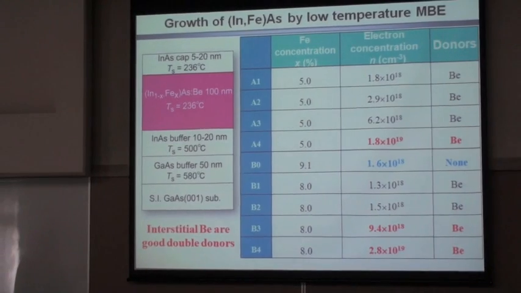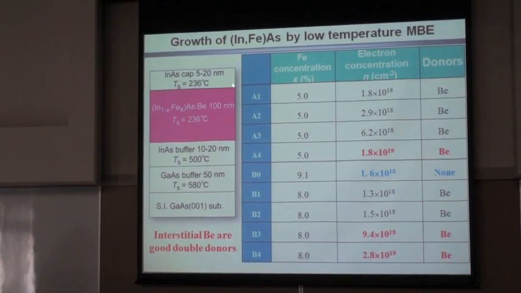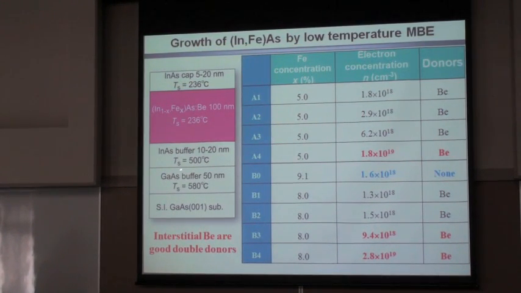So first I'm going to show the growth, and this is a sample structure we have grown on gallium arsenide semi-insulating (001) substrate by using molecular beam epitaxy. First, we have grown gallium arsenide buffer layer and indium arsenide buffer layer at high temperature, 500 and 580 degrees. And after growing indium arsenide buffer layer, we obtained a smooth surface. So the lattice mismatch between the two materials is relaxed.